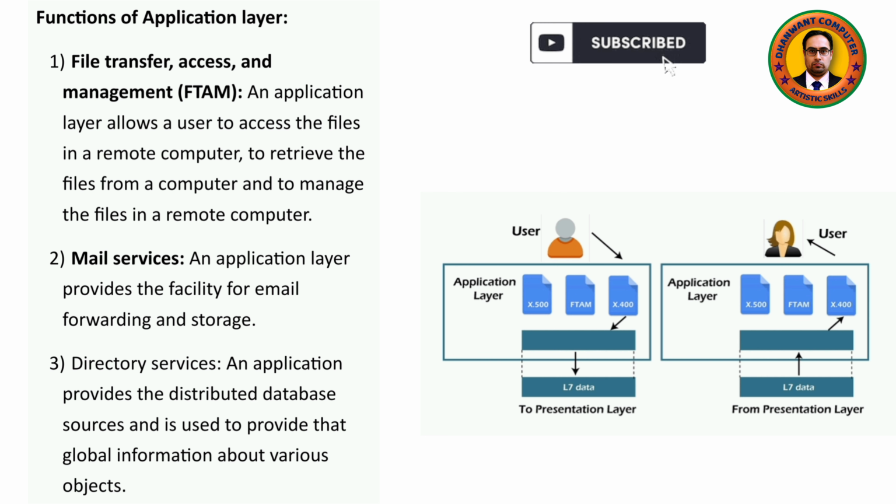Functions of application layer. 1. File transfer, access, and management. An application layer allows a user to access the files in a remote computer, to retrieve the files from a computer and to manage the files in a remote computer. 2. Mail services. An application layer provides the facility for email forwarding and storage. 3. Directory services. An application provides the distributed database sources and is used to provide global information about various objects.